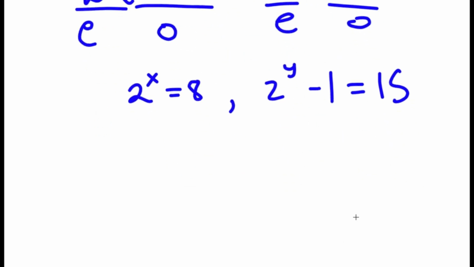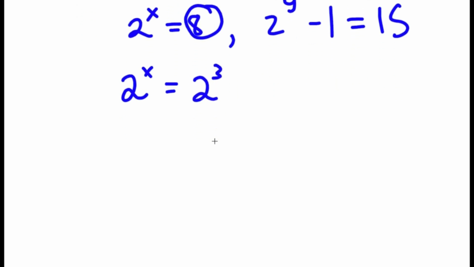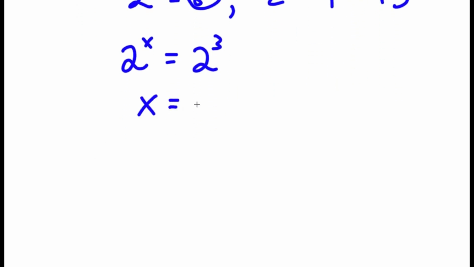So let's first start by solving 2 to the power of x equals 8. So 8 is the same thing as 2 to the power of 3. So now I have 2 to the power of x is equal to 2 to the power of 3. And this means that x is equal to 3.